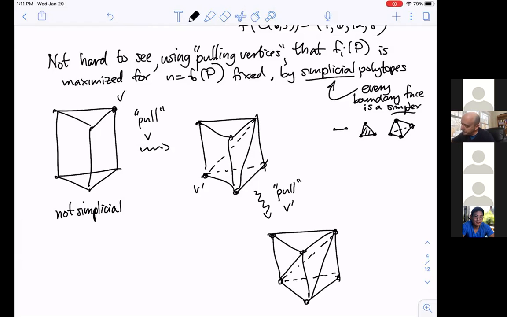Oh, not just the back face, I also needed to get that one. No, the back one already was. This one was the problem. That thing was a quadrilateral face, but when I pull the V prime, it gets broken. So there's a way to make this precise, but you can keep the number of vertices the same and weakly increase all of the number of i-dimensional faces. And so we know that there's always going to be a simplicial polytope that does the maximization.